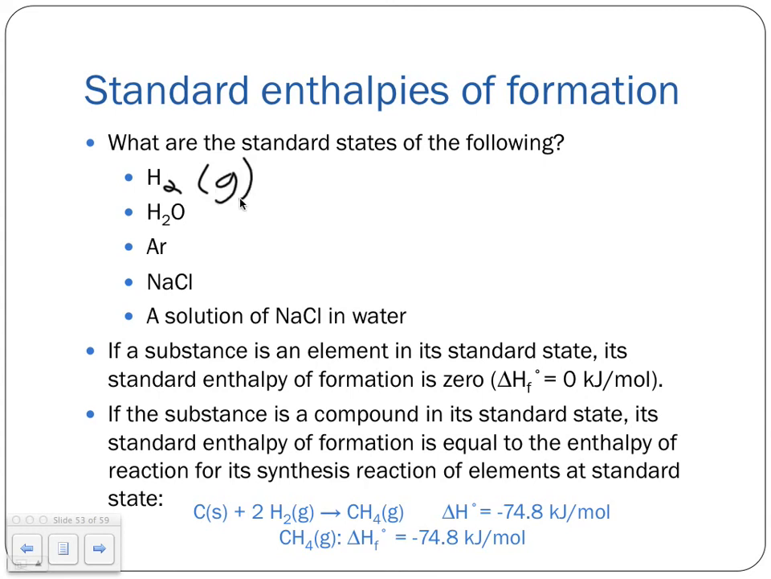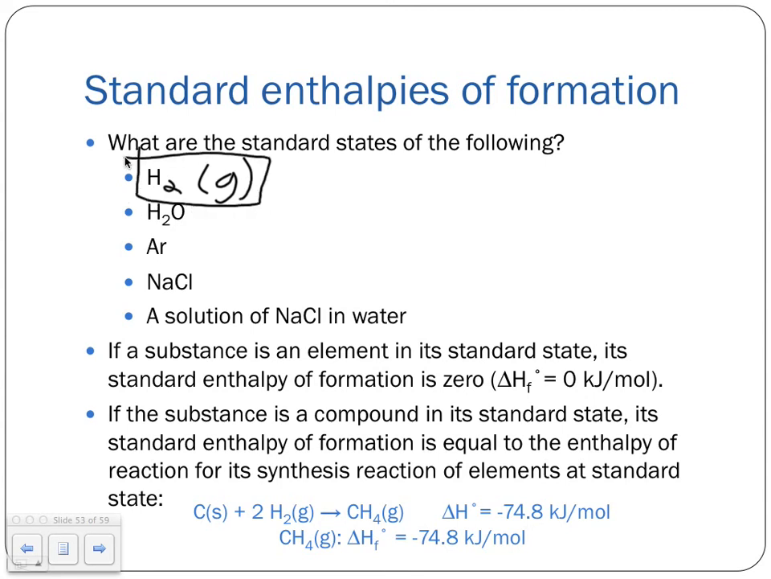If you didn't know that, you would need to look up for H2, for hydrogen gas, what is the freezing point, what is the boiling point? And if you look at hydrogen gas, you'll see the boiling point is far, far lower than 25 degrees Celsius, which would mean it's going to be a gas at 25 Celsius. And because of that, the standard state of hydrogen is H2 in gaseous form.